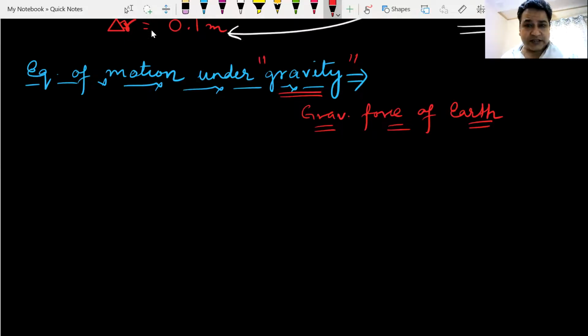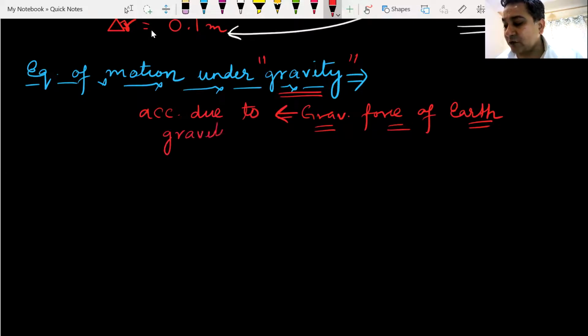It is accelerated because of the force of gravity. Yes, 9.8 meter per second squared. You have written meter per second. It is accelerated by the force of gravity. And that acceleration, yes, we are coming to the same point, that acceleration is known as acceleration due to gravity. The acceleration that gravitational force or gravity of Earth produces is known as acceleration due to gravity.